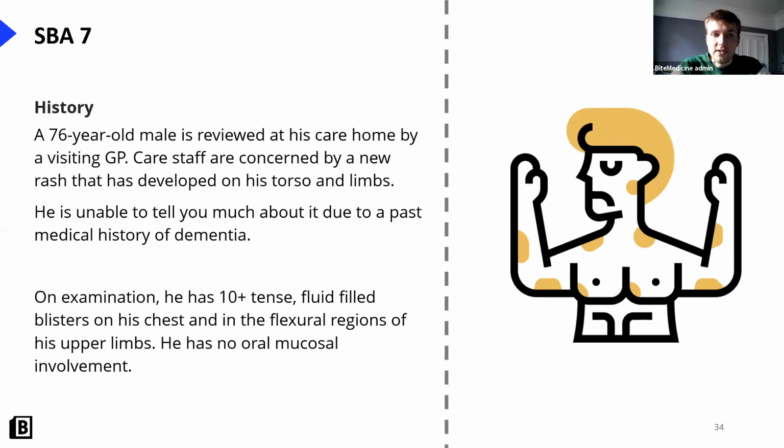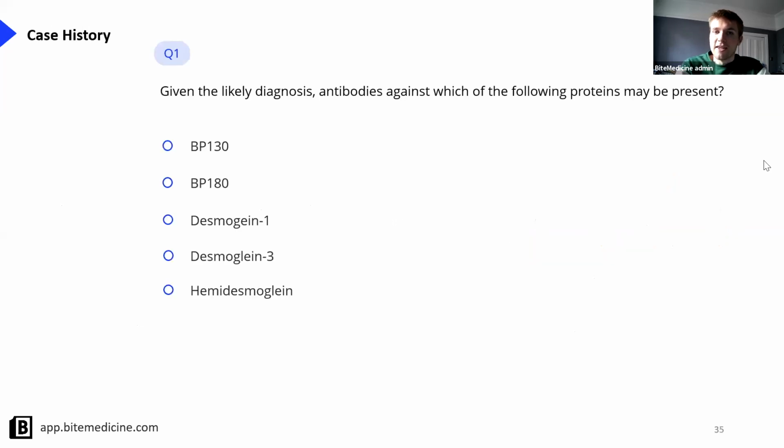So this time we've got a 76-year-old male reviewed at his care home by a visiting GP. The care staff are concerned by a new rash that has developed on his torso and his limbs. He's unable to tell you much about it due to a past medical history of dementia. On examination, he has 10+ tense, fluid-filled blisters on his chest and in the flexural regions of his upper limbs. He has no oral mucosal involvement. Given the likely diagnosis, antibodies against which of the following proteins may be present?